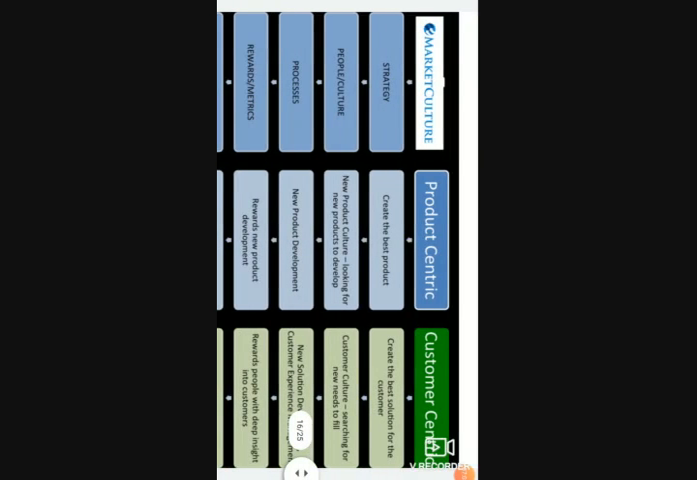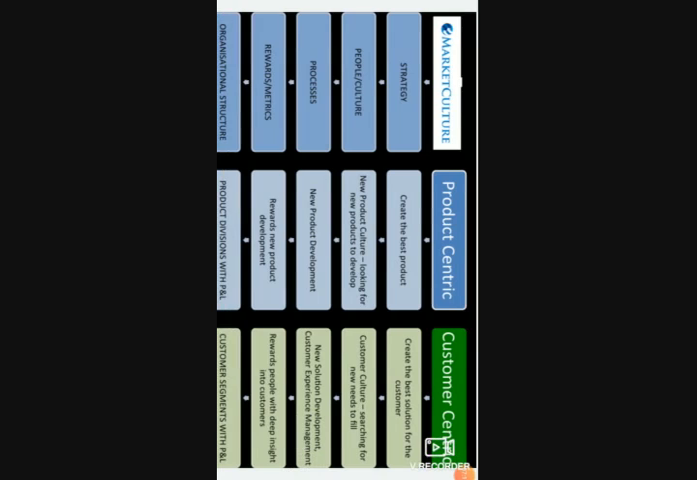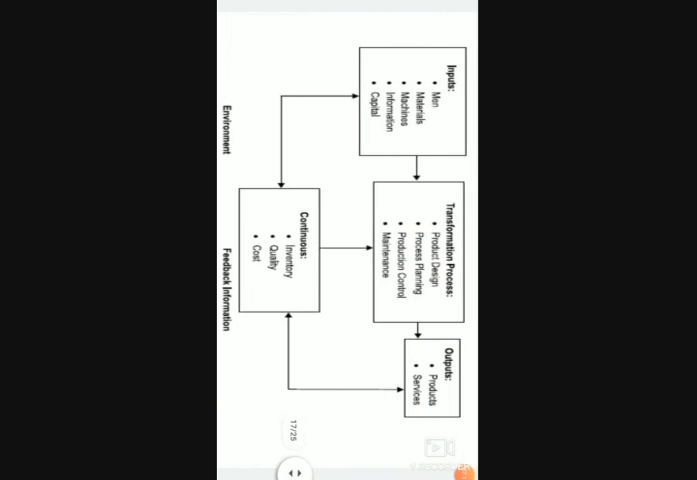Now comes a second slide, which comprises the market culture, product centric and customer centric. These are different views of a production plan or system, you can say. Now comes the feedback system. The same thing is connected to the feedback system. The inputs, the transformation process, and outputs are all connected through a feedback system.